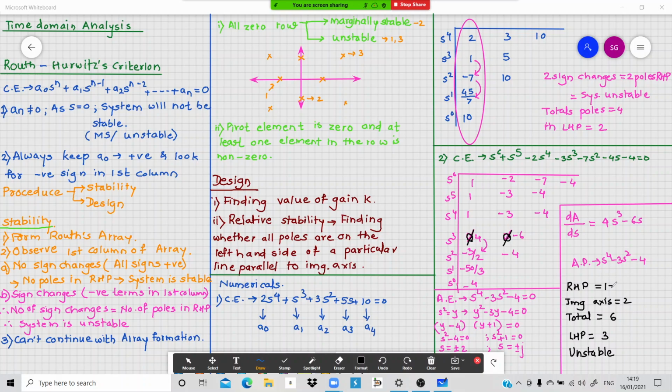Why RHP 1? Because of the number of sign changes. So this will be the conclusion for this. Now we have done two types. We'll go for the next one.